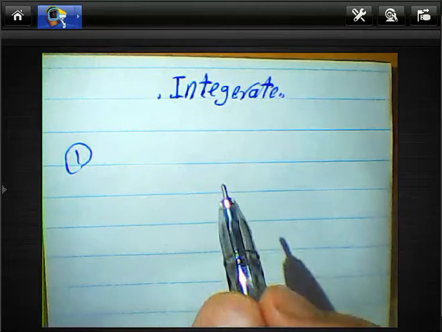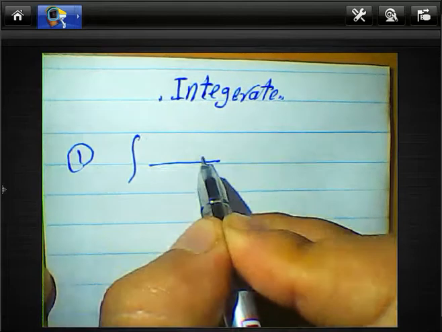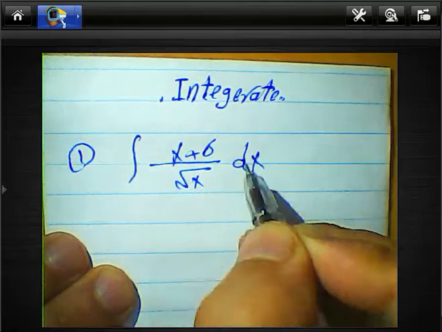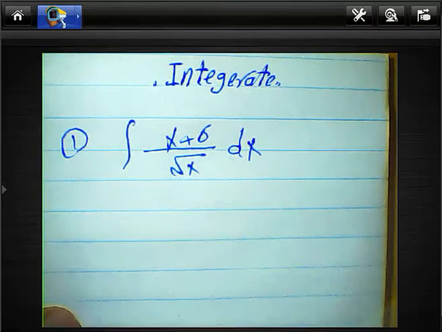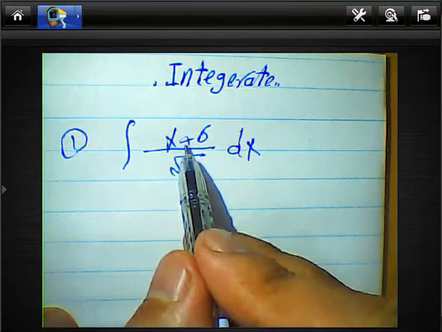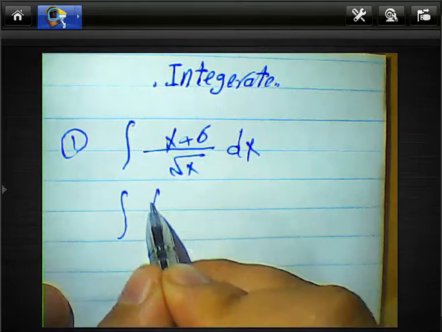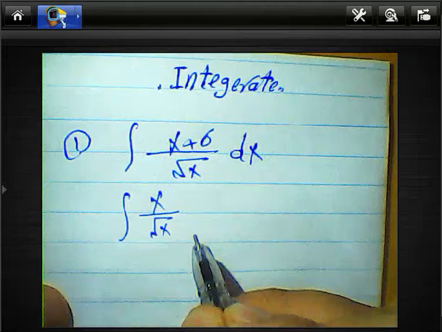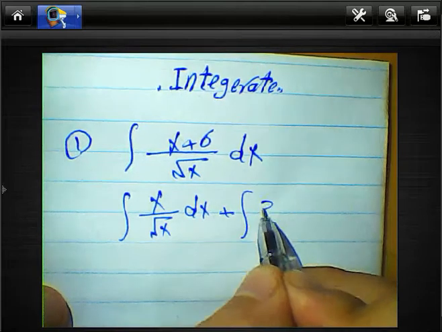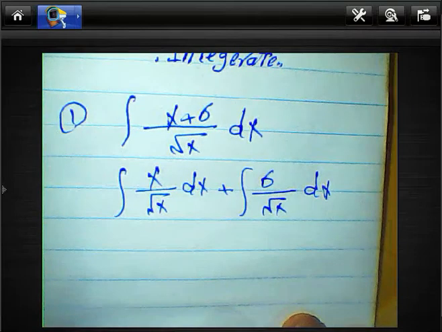Welcome everybody, we'll complete our questions about integration. We want to integrate the function (x + 6) over root x dx. We know (x + 6) over root x can be split by distributing the denominator over the numerator, so we can write the integral of x over root x dx plus the integral of 6 over root x dx. We can find the result by simplifying.